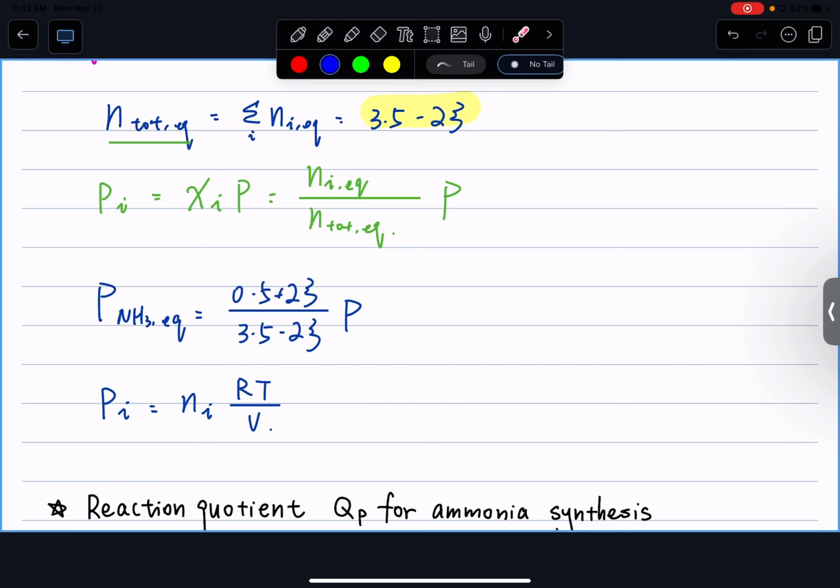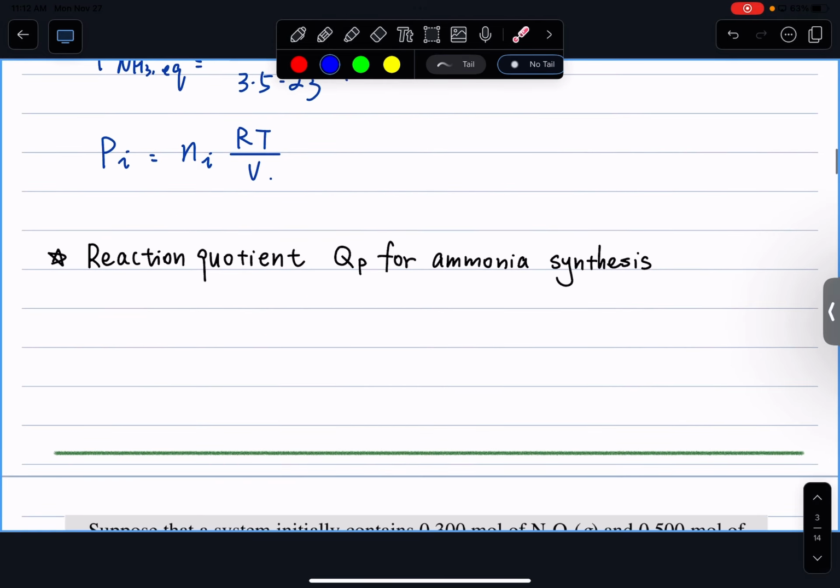Now, before we move on, we have one more concept we need to define, which is reaction quotient. Now, equilibrium constant is the reaction quotient at equilibrium. And in this case, at equilibrium, your reaction quotient equals the equilibrium constant. But when we're moving away from equilibrium, the relative value between your reaction quotient and the equilibrium constant tells you which direction the reaction is going.